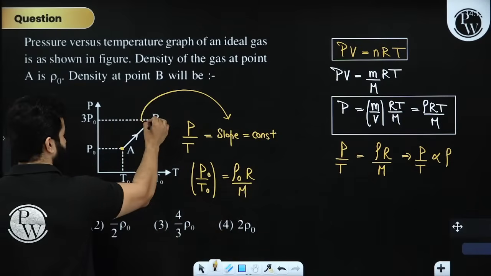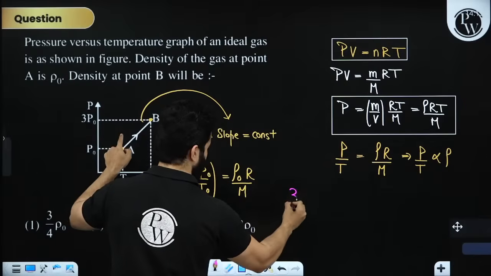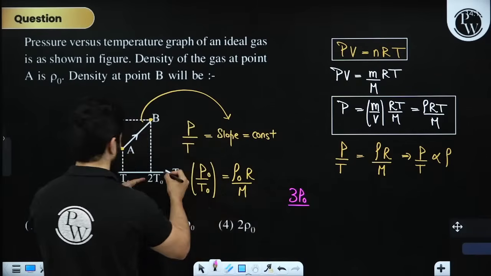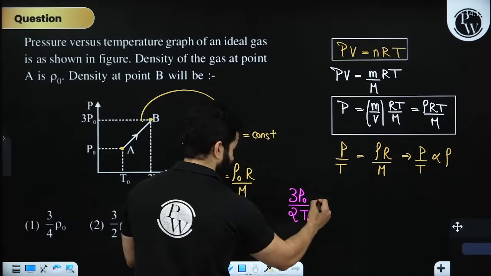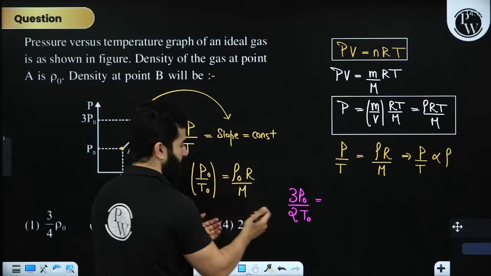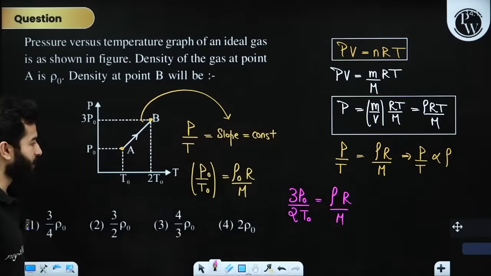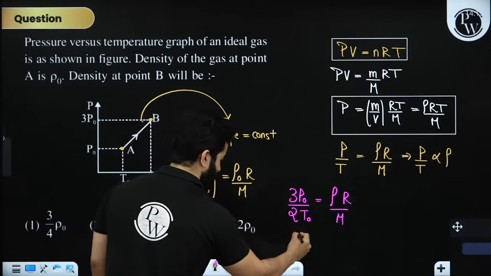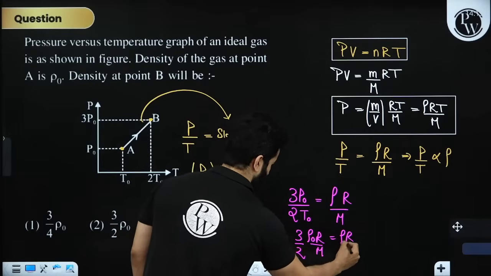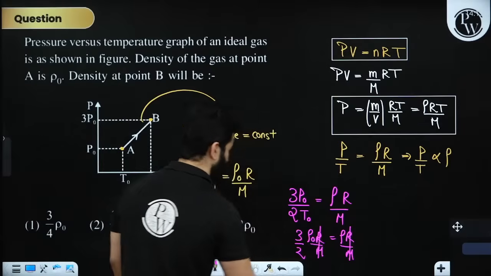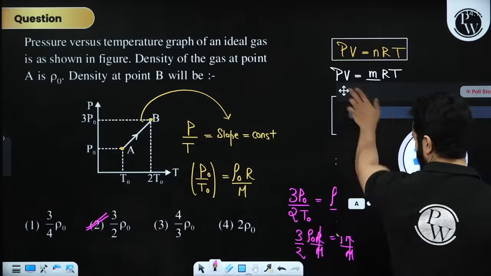Now the point is that at B you are going to write pressure as 3 P naught and temperature as 2 T naught. So P naught upon T naught was, now you can equate it to density rho times R by M. Clear? So instead of P naught upon T naught, simply write rho naught R by M, or rho R by M. R by M cancels out, so you will get 3 by 2 rho naught. 3 by 2 rho naught is the correct answer. Option B.